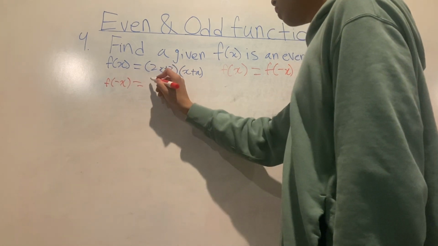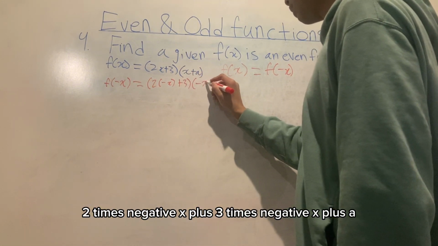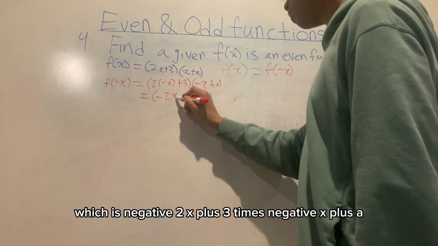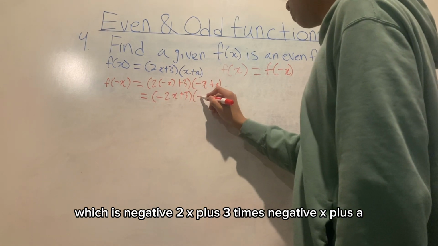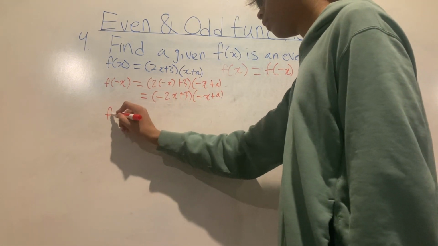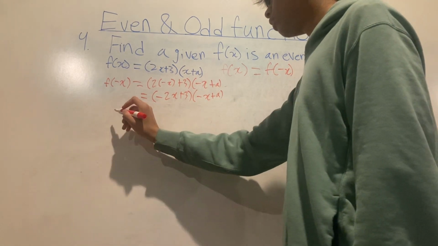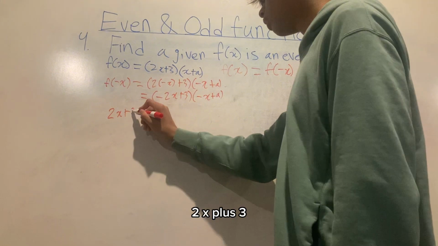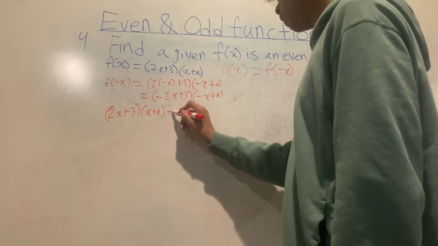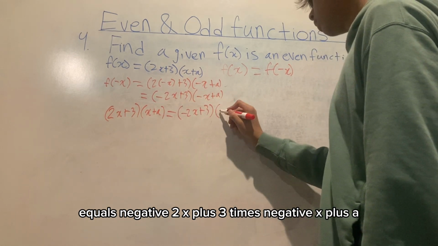which is 2 times negative x plus 3 times negative x plus a, which is negative 2x plus 3 times negative x plus a. And let's set them both equal to each other. So f of x, which is already 2x plus 3 times x plus a, equals negative 2x plus 3 times negative x plus a.